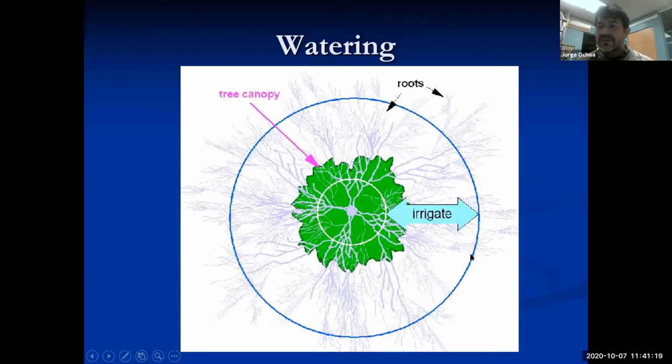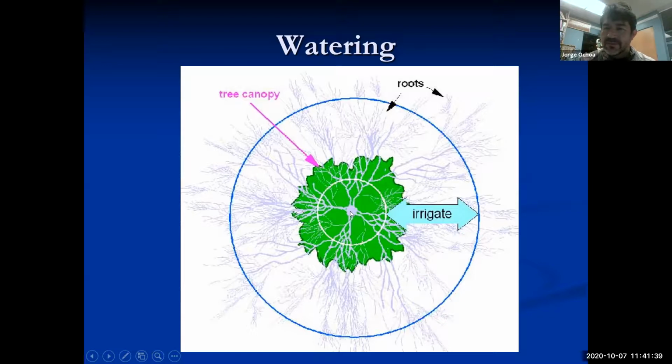That is false. The roots are going to extend way beyond. So when you are going to irrigate the tree, or you're going to be providing water to the tree, it is important that you go outside what is known as the drip line. The drip line is going to be the edge of the leaves or the canopy of the tree. So not directly next to the trunk.